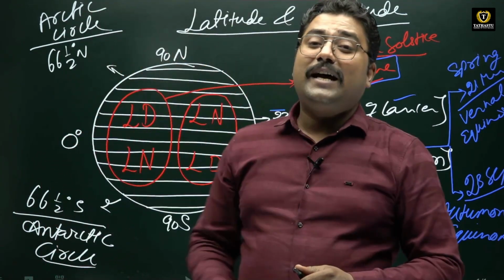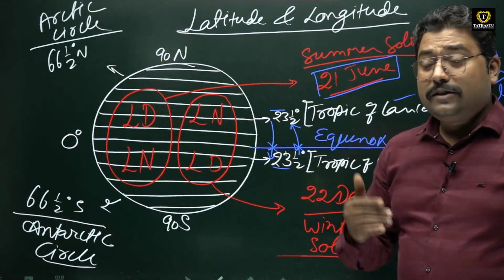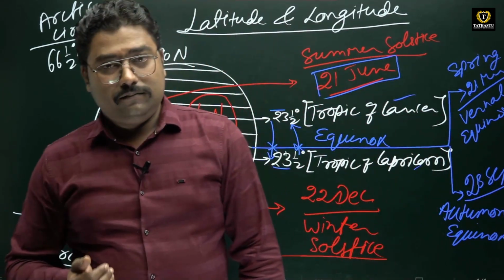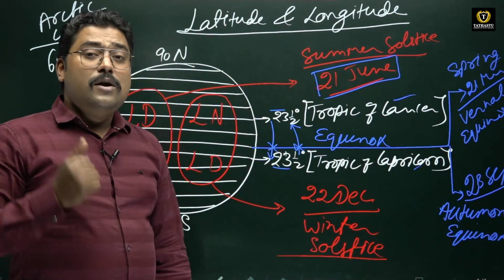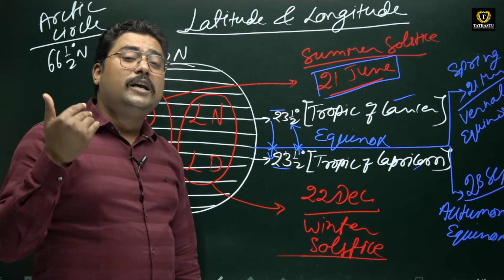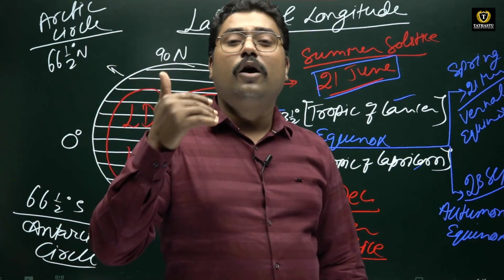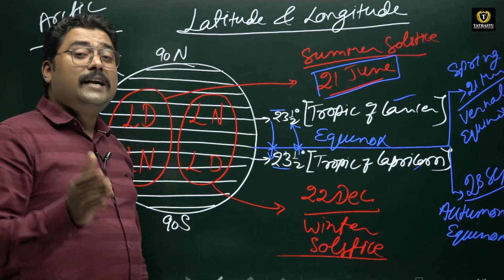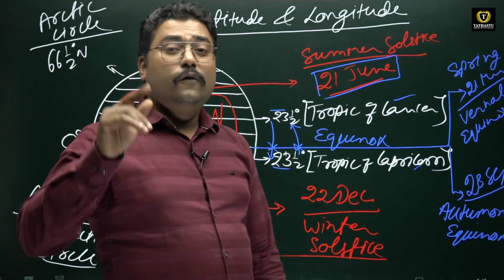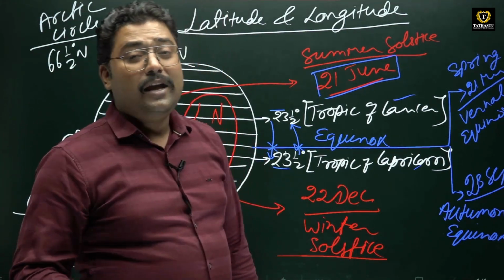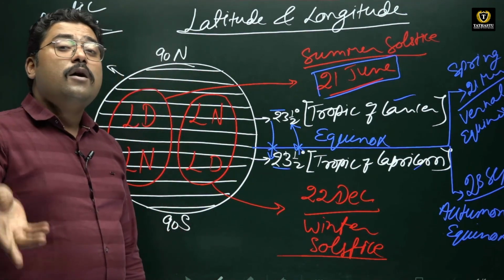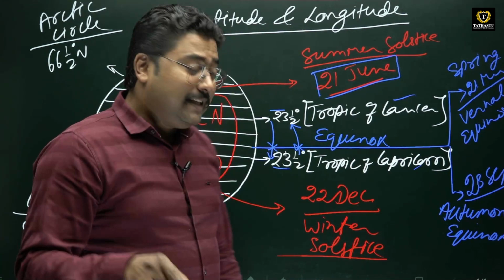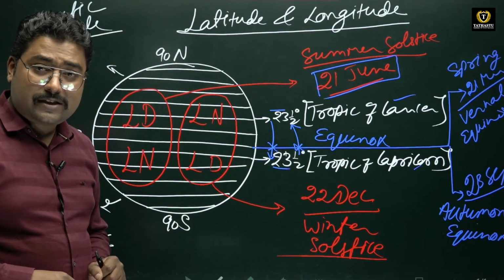Then after, they can ask you in which month of the year, or which week of the year, the northern hemisphere will experience the longest day. Like they can ask you the second half of June, second half of July, or they can say first half of June or first half of July. Like that only, in December also they can ask you.